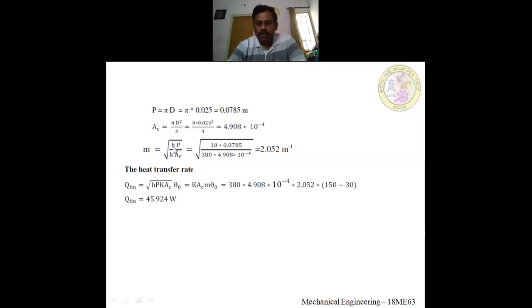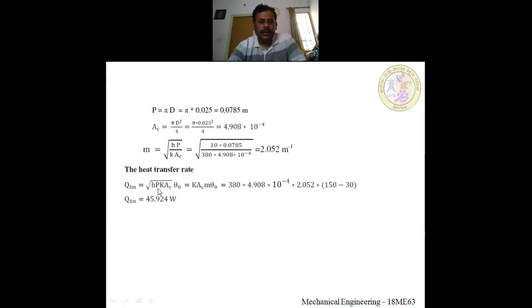h is the heat transfer coefficient, which is 10. It has been given in the problem. Perimeter you have calculated; for a circular cross section, perimeter is given by pi d, so 0.0785. Then thermal conductivity also has been given, 380. Cross section area is 4.908 times 10 to the power of minus 4. Substitute and get the value of m. It is 2.052 per meter. So the unit for m is per meter.